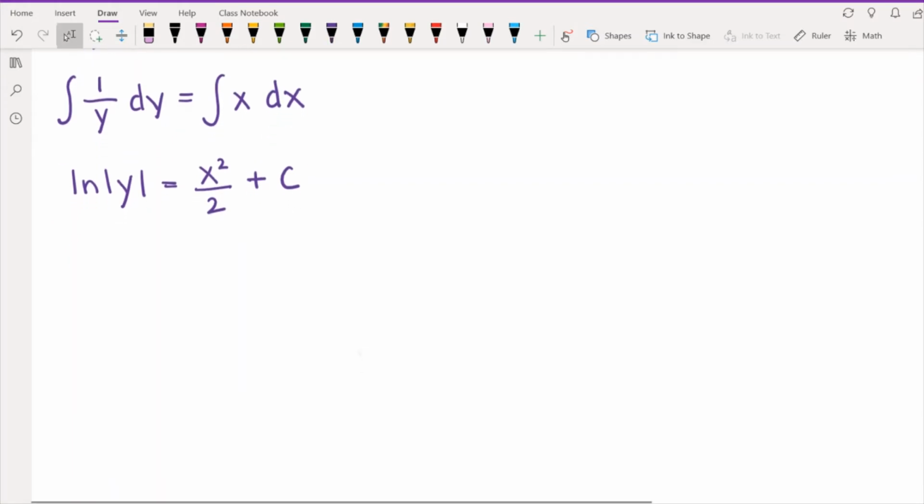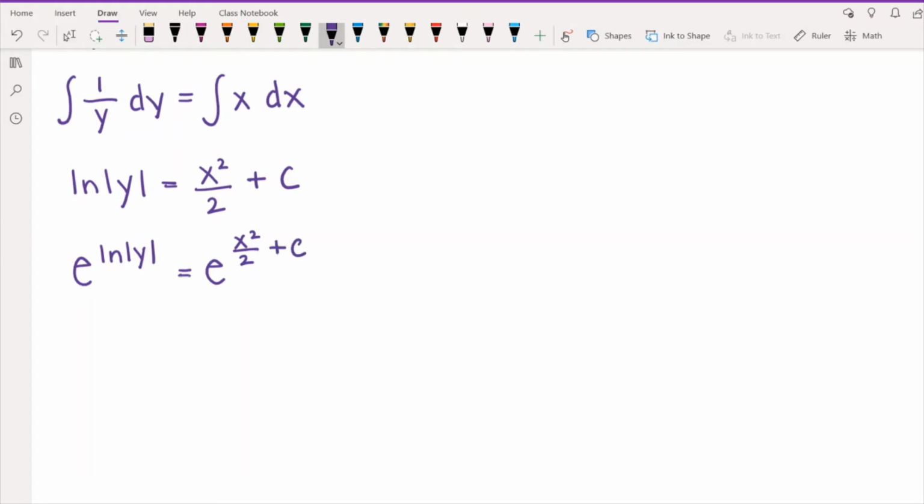Okay, so the goal is to solve this for y. So we have to think about, what can we do that would undo this ln on the left-hand side? Well, the opposite of taking ln is doing e to a power. So what we want to do is actually exponentiate both sides. We're going to take e and raise it to the ln of absolute value of y on the left. And then on the right, we'll do e to the x squared over 2 plus c.